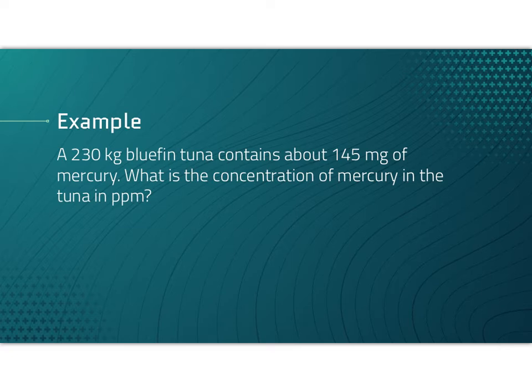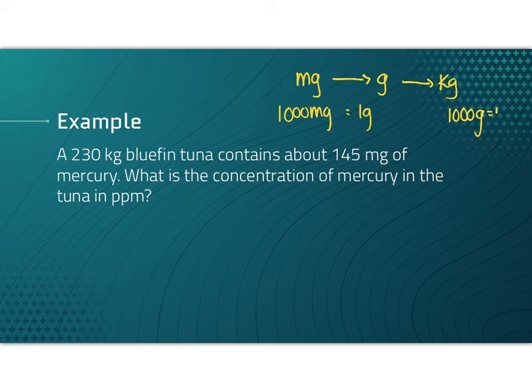So an example here. A 230 kilogram bluefin tuna contains about 145 milligrams of mercury. What is the concentration of mercury in the tuna in parts per million? What you should know is a milligram is 1,000th of a gram, and a gram is 1,000th of a kilogram. So 1,000 milligrams equals 1 gram, and 1,000 grams equals 1 kilogram. I'm going to use that information and I'll convert these units for you. In any other question, I would have given you units that are probably the same.